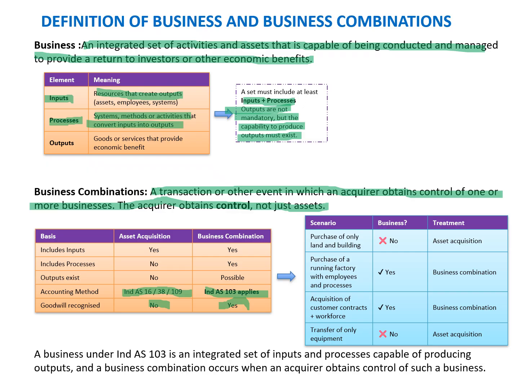So a business under Ind AS 103 is an integrated set of inputs and processes capable of producing output, and a business combination occurs when an acquirer obtains control over such a business. These are the ingredients of a business combination, and a business has to be there. Then only can we apply Ind AS 103, and then we ensure that post application of Ind AS 103, all the entries are recorded considering that it is a business combination, and the resultant goodwill or capital reserve will be accounted as prescribed by Ind AS 103. So we'll move to the next slide.